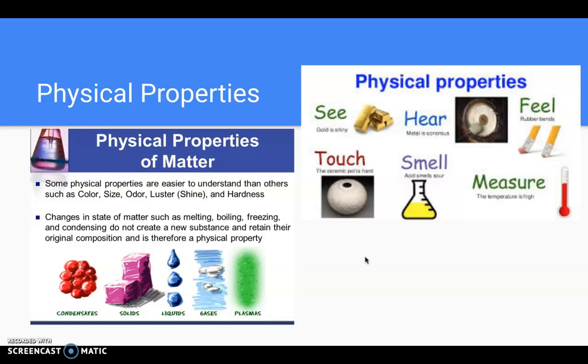Another way that I always know that I'm dealing with a physical property is if I can use a tool, for example, a thermometer, to measure it. Like the boiling point of water is 100 degrees Celsius. I could use a thermometer to make that observation and have a physical property. There's lots of examples. These are some examples here: color, size, odor, luster, which is shine, hardness. There is a ton of ways that you can make physical descriptions to identify physical properties.